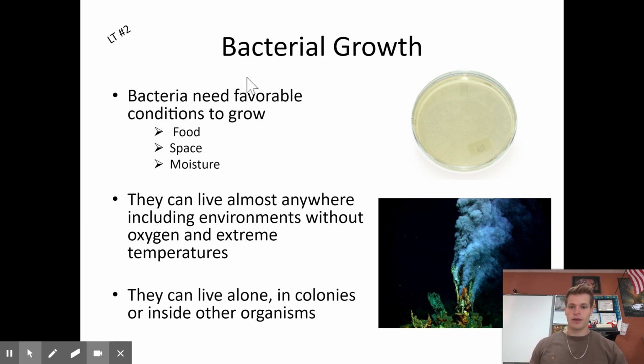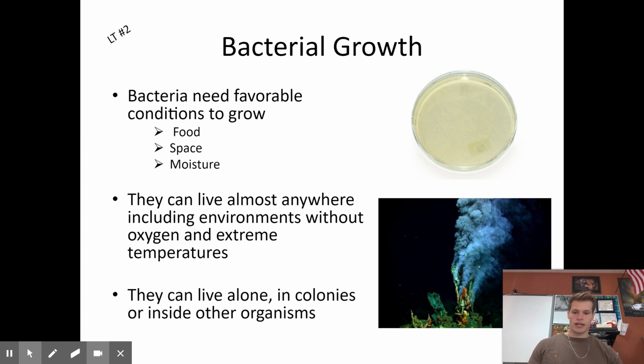First of all, we have bacterial growth. Bacteria grow, they're living, they need to grow. In order to grow, they need some favorable conditions. Depending on what strain of bacteria, that could be different. But in the grand scheme of things, each type needs a certain food source. It needs enough space to grow. If there's no space or enough resources, it won't be able to grow. And they also need some sort of moisture. They need water just like we do in order to grow. So they need that access to moisture as well.